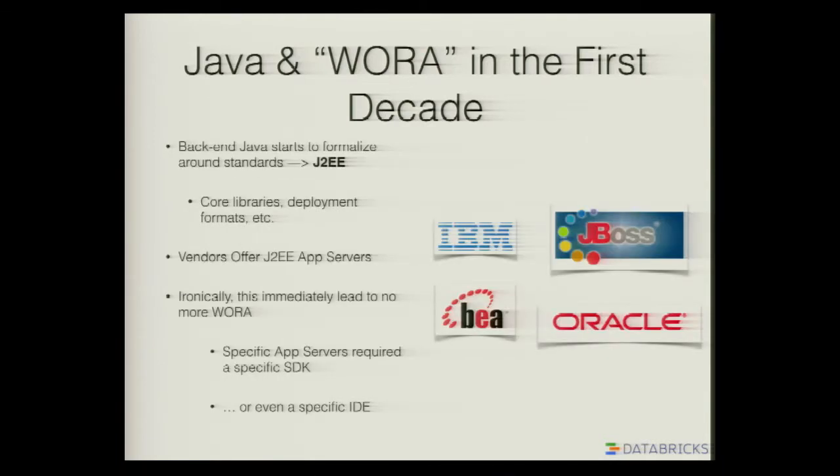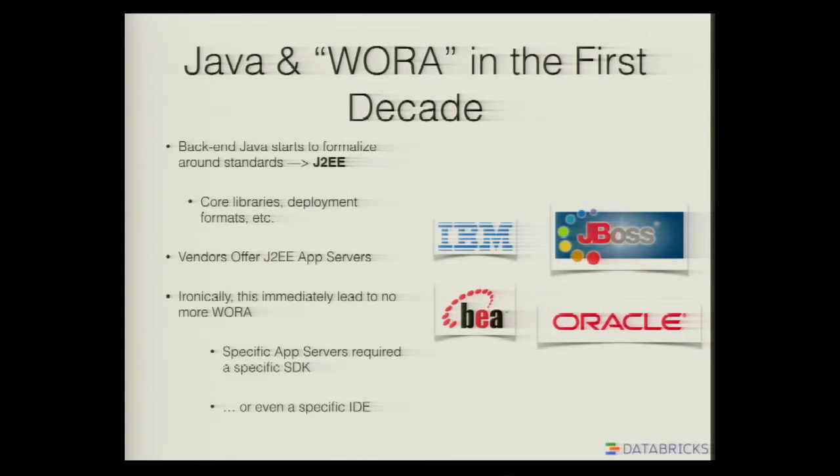And the next step was to formalize this back-end use of Java with something called Java EE, where basically we add a lot of core libraries and deployment formats. This is where the WAR file was born, or the infamous EAR file, which no one actually used. And this was great, right? So Java was really starting to show its strength.